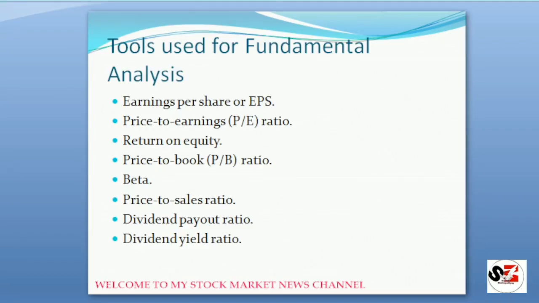Beta: there is alpha and beta. Beta relates to slow-moving companies. I will discuss each and every one of these tools in another video. The price to sales ratio applies to everything: how much price is being paid against how much is in sales. Then the dividend payout ratio and the dividend yield ratio.